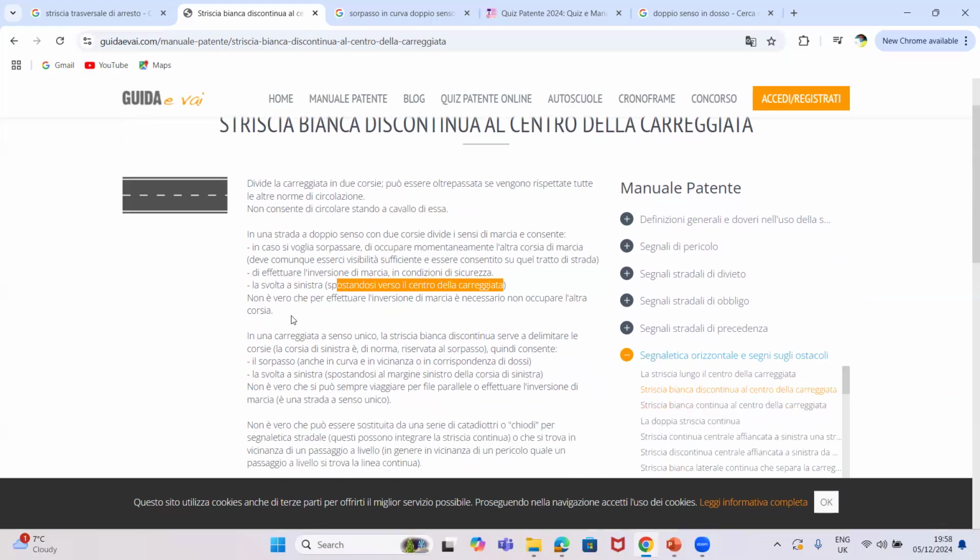Let's continue. They can say, watch: "Non è vero che per effettuare inversione di marcia è necessario non occupare l'altra corsia." It is not true. It is false to say that you must not invade the other sense of movement. Because, for example, here in a doppio senso, they say it is necessary that you don't occupy the other corsia. No, it is not necessary. It's not true. You can occupy there because the book told us that. Watch. They say you can occupy there momentarily in condizioni di sicurezza. They even wrote it there: effettuare inversione di marcia.